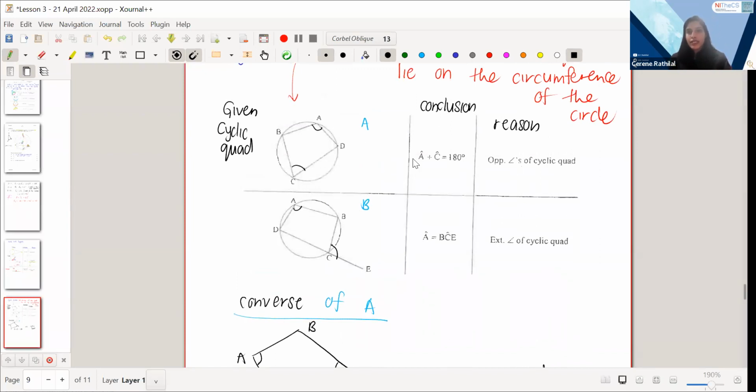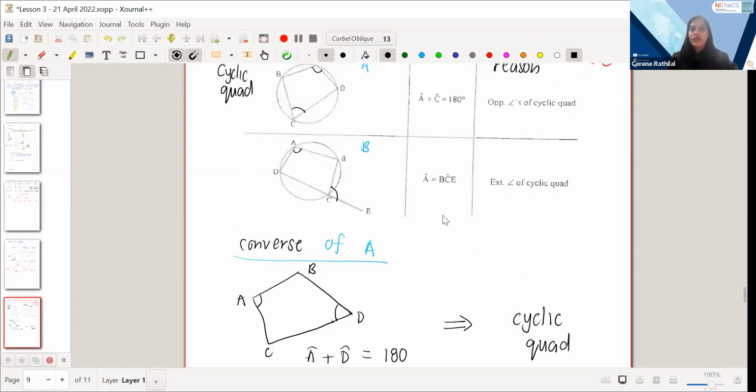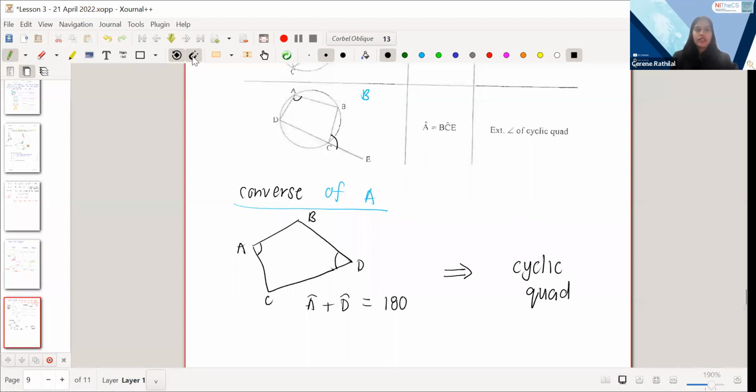So think about it. In the first bit, you were told that it's a cyclic quadrilateral and you can conclude that opposite angles are supplementary, but here you are given that the opposite angles are supplementary and you conclude that it is a cyclic quad. Okay, who wants to help me write down the converse of part B? Converse of part B.